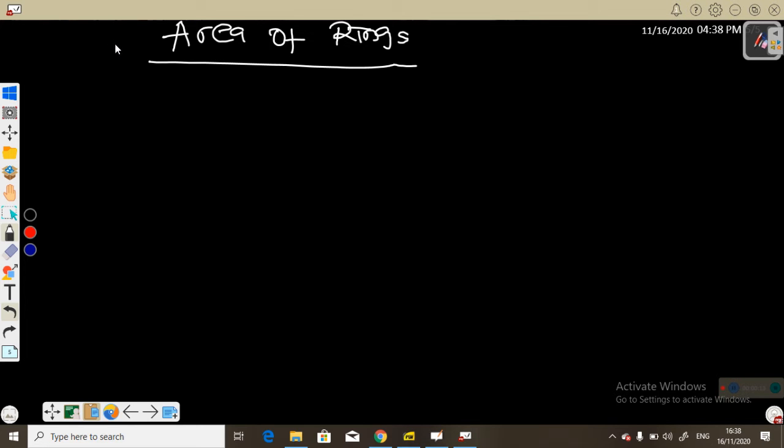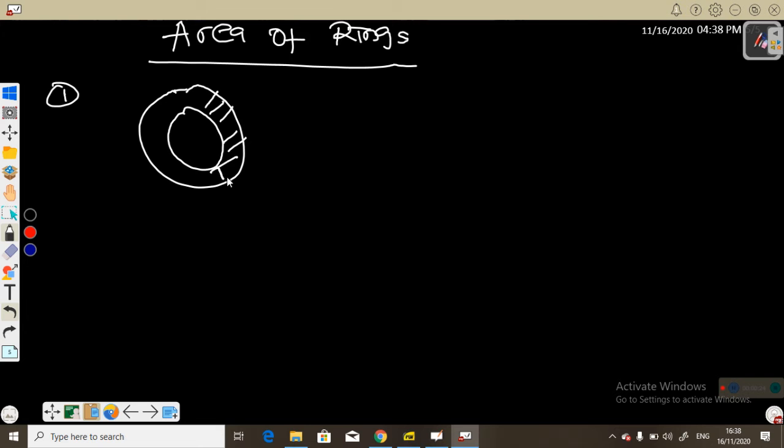So here we are going to be discussing area of rings, area of shaded region, or area of annulus. Example 1: consider this ring. This region is shaded. The diameter here is 10 meter, and for this place it is 7 meter. So let us calculate the area of the ring.